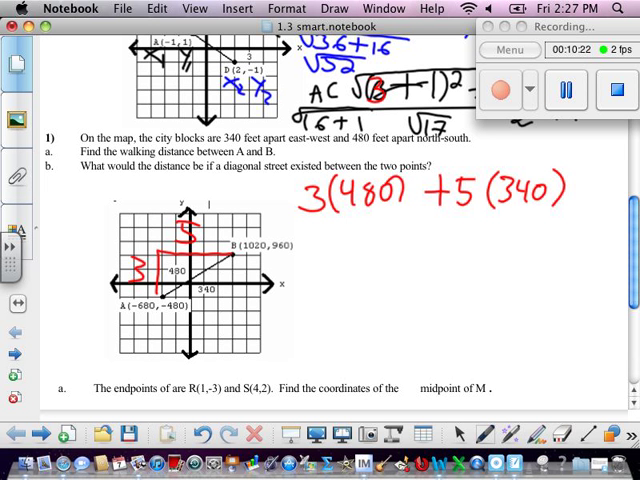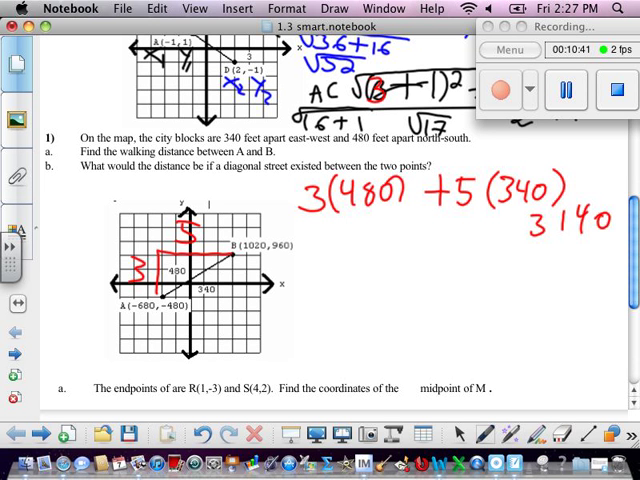Okay. So we take our handy dandy calculator. 3 times 480 plus 5 times 340. And we get 3,140 feet.